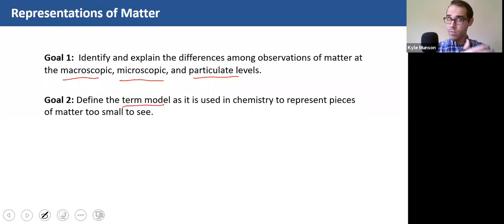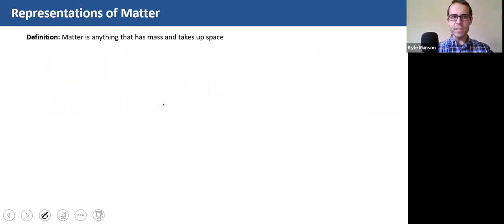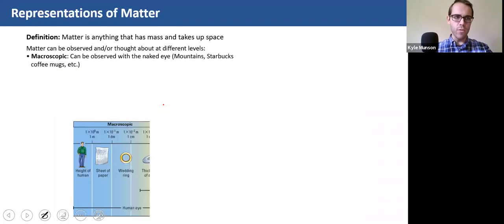So before we do that though, just a simple definition, matter is anything that has mass and that takes up space. And there's several different ways that we can observe matter in our world. So the first is the one that we're all used to, is macroscopic. These are things that can be observed with the naked eye. A few examples given here: mountains, Starbucks coffee mugs, hopefully filled with coffee, and other things like the height of a human, a sheet of paper listed down here.